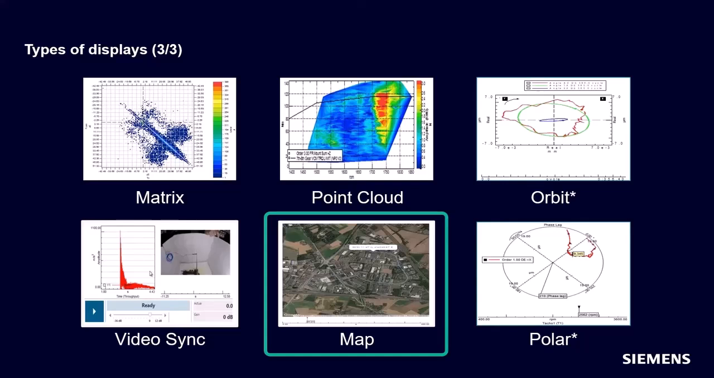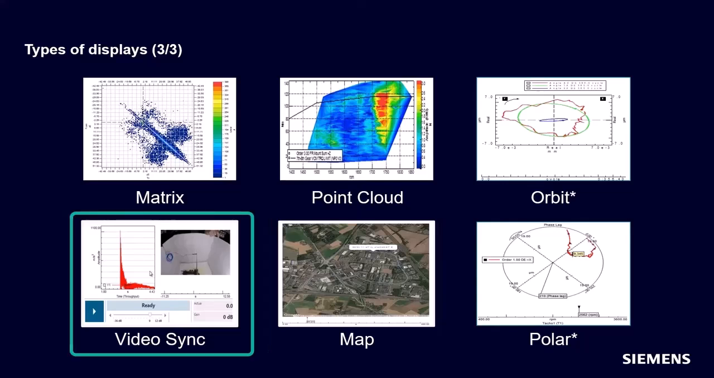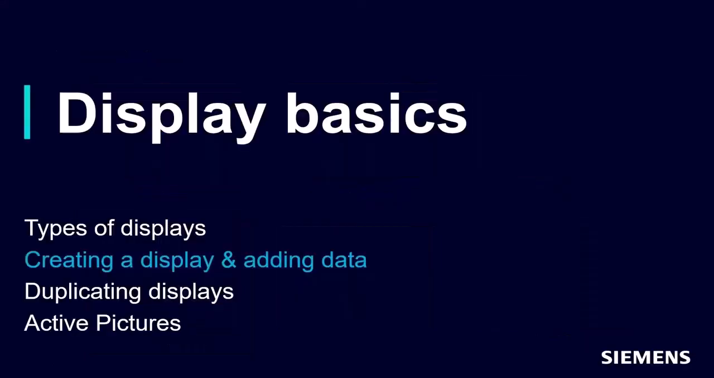And so you can see where your data was on a full color map now. And then in Test Lab Neo, we also have this video sync where we can bring in video taken from any camera and actually sync it up with any time domain data, so impacts or vibration or anything like that. So that's the full suite of types of displays.